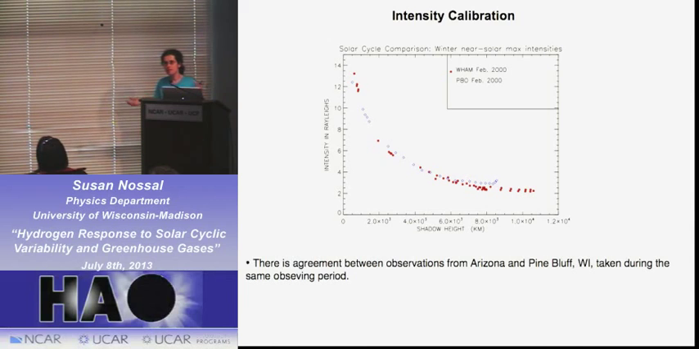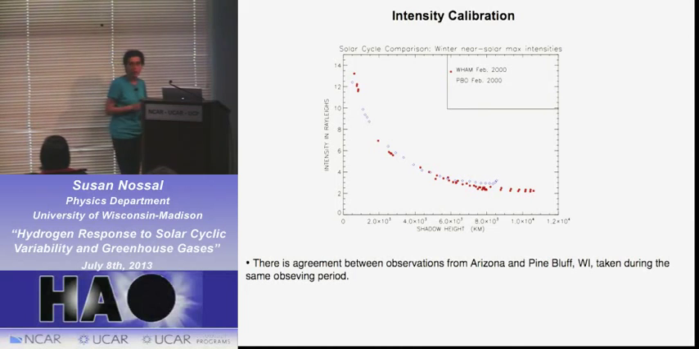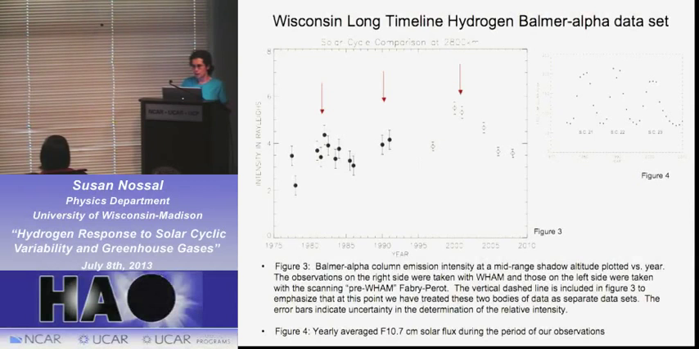So in the long-term data set, some of the observations are from Wisconsin and some are from Kitt Peak, Arizona. So that also introduces some uncertainty, but the exosphere is more uniform on larger scales at that altitude. These were observations taken during the same dark of the moon period from Arizona and from Wisconsin, and they show pretty close agreement with one another.